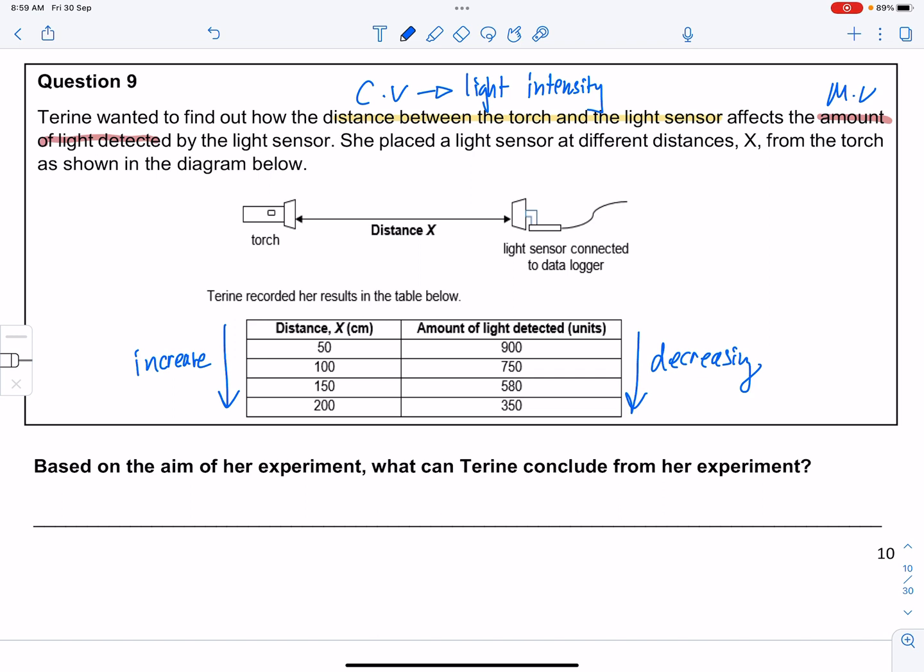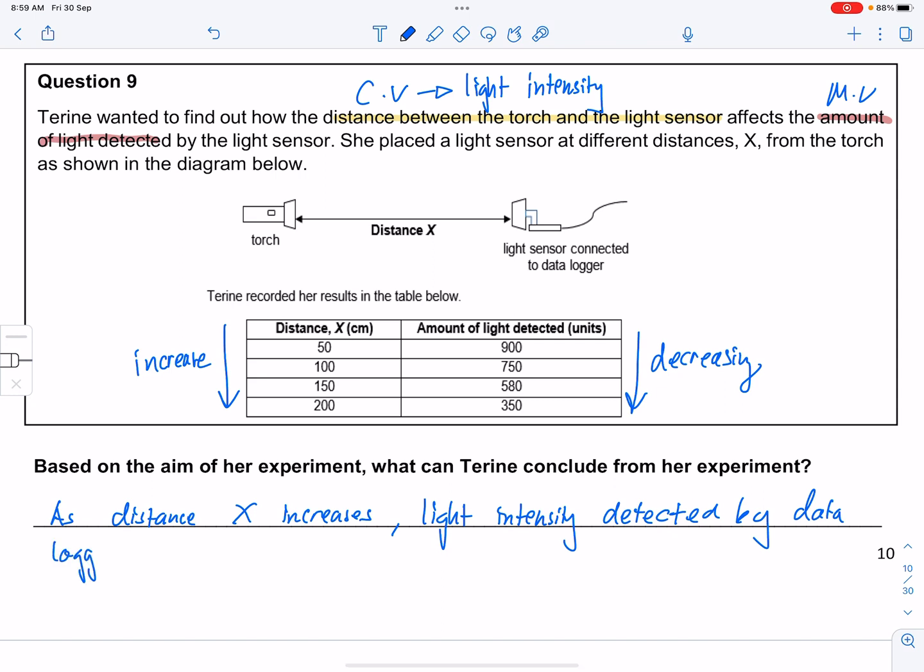So very straightforward, I would say as distance x increases, light intensity detected by data logger decreases. Okay? Very straightforward.